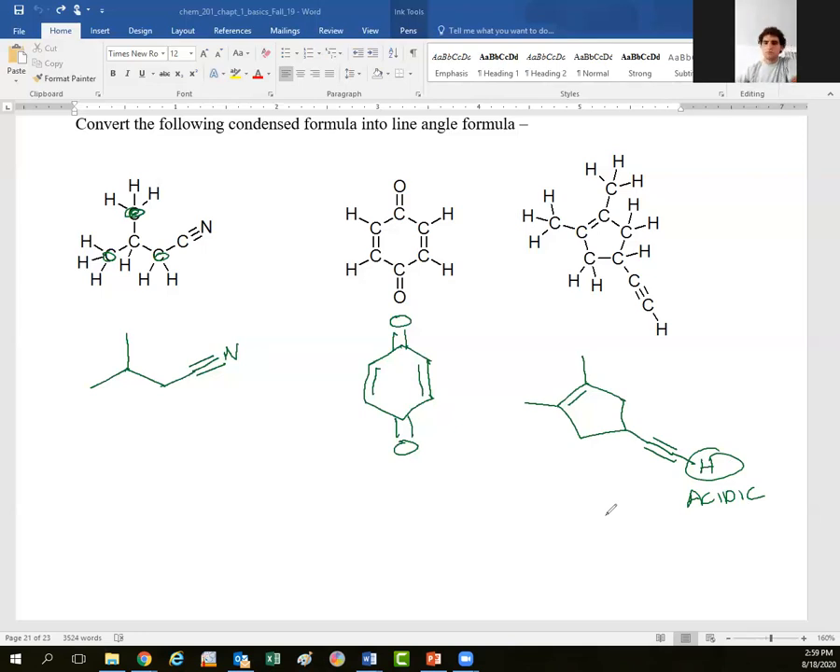Okay. Any questions about those? From here on in, we'll pretty much use line angle formulas anytime we draw a hydrocarbon molecule. I have a question. Sure. Will we be expected to draw 3D shapes for these?